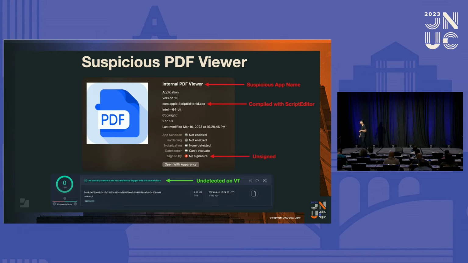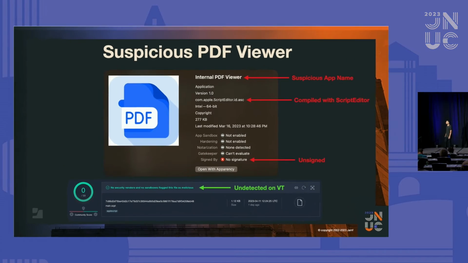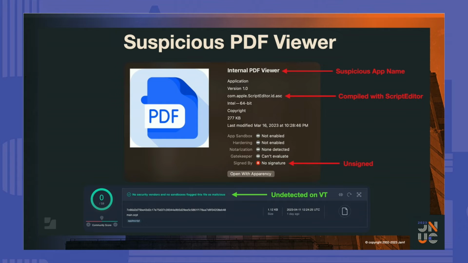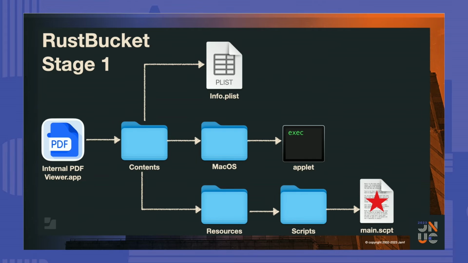And what we found was an AppleScript called main.scpt, embedded within an application called Internal PDF Viewer. The interesting thing was, of course, that this was unsigned. The name of the application kind of stood out to us, and it was likely compiled with Script Editor as an applet. And again, completely undetected on VirusTotal. So this seems kind of interesting. Let's take a look at this application structure a little more in detail.